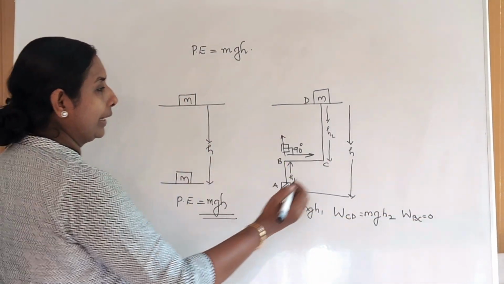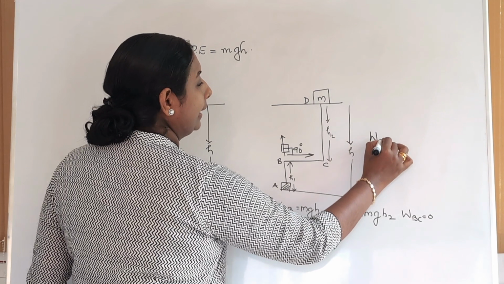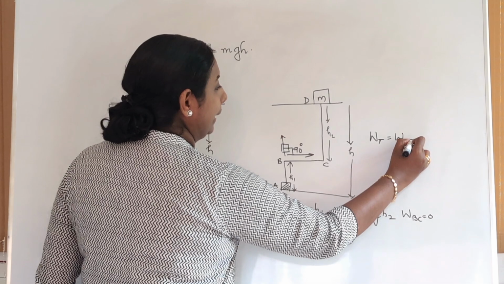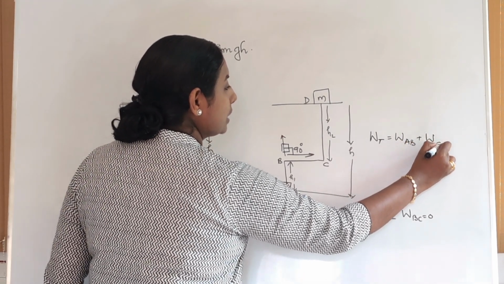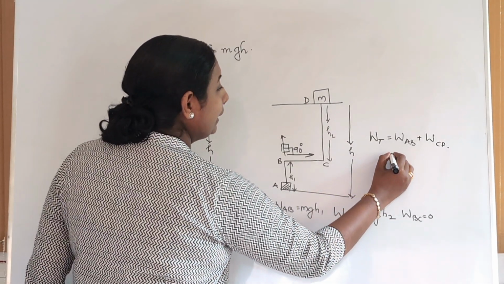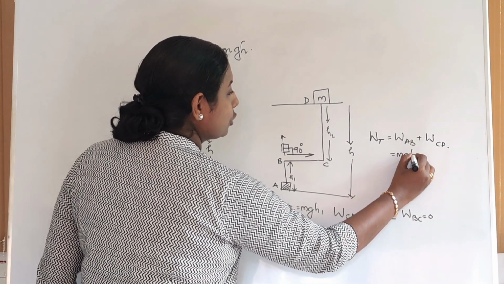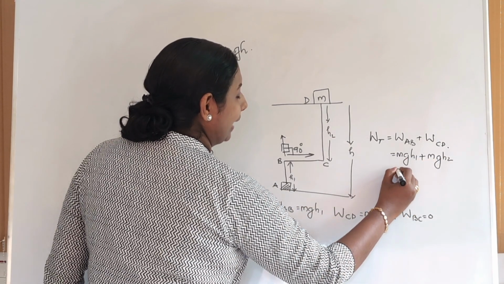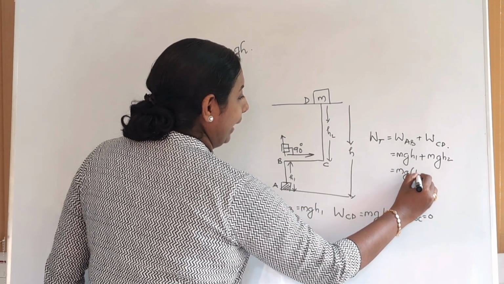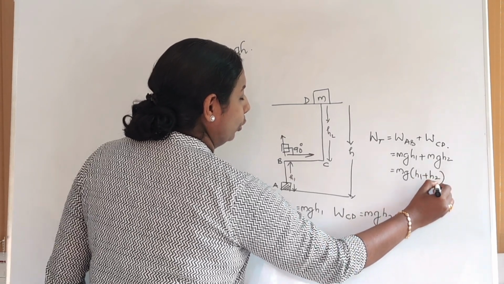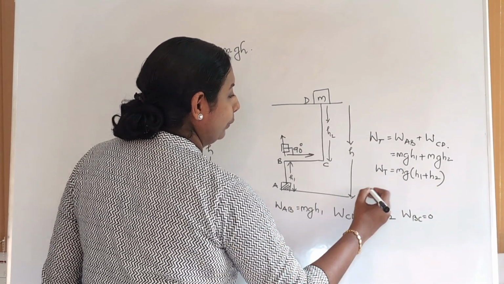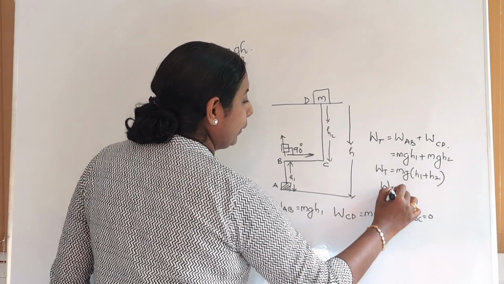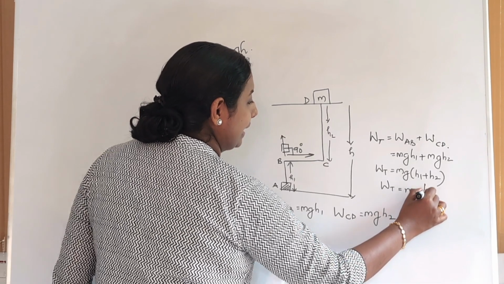So what is the total work done, children? The total work done in this case becomes W_AB plus W_CD. We know that this W_AB is mgh1 plus W_CD is mgh2. So that is mg into (h1 plus h2). So total W is equal to mg into (h1 plus h2). So W total is equal to mgh.